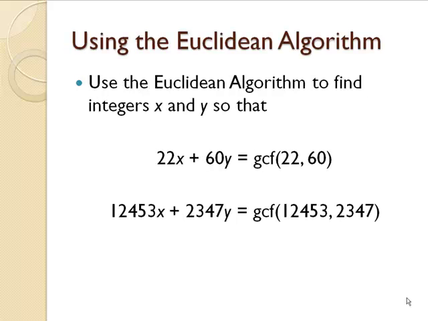Now what I'd like to do is use the Euclidean algorithm to find integers x and y so that 22x plus 60y equals the greatest common factor of 22 and 60, or with this other pair. We're going to examine the 22 and 60 example.